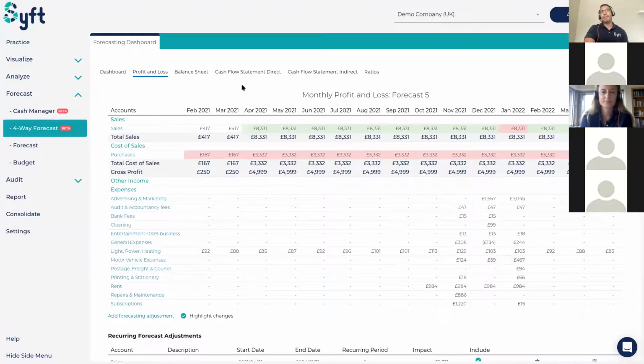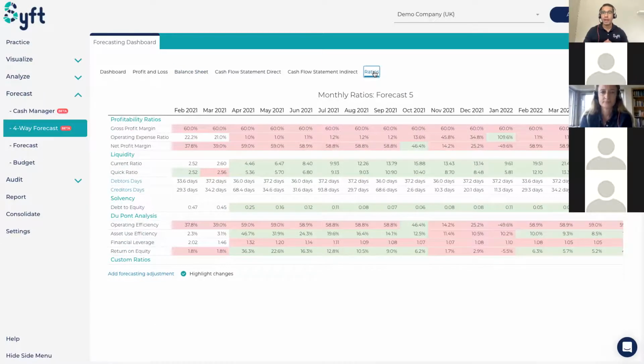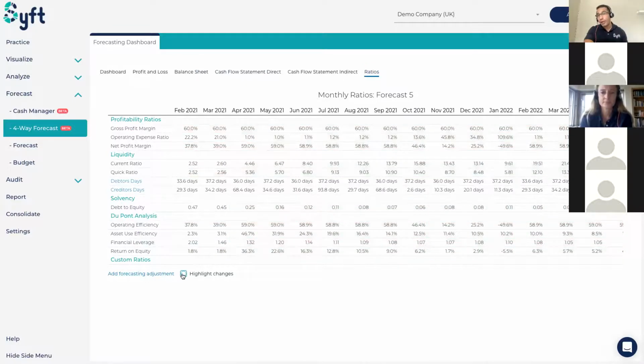Cool. Back to the top, any adjustments you make on your profit and loss, of course, flow through to your balance sheet. Things like sales affect accounts receivable, and anything on your profit and loss also has a cash flow effect. So it goes through to the cash flow, and from the cash flow, it flows back to your balance sheet. Now, your balance sheet has working capital, so current assets and current liabilities, and those can be adjusted by editing the ratios. So that's where the name four-way comes from. It's not just profit and loss, balance sheet, and cash flow. If you amend your ratios, you'll amend your working capital as well.